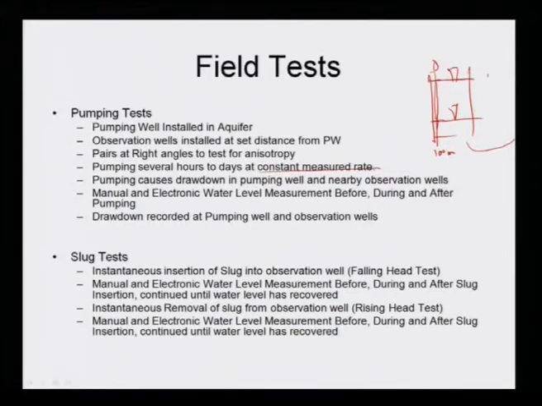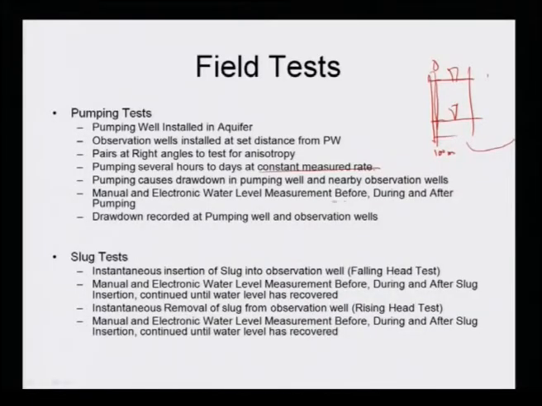With an electronic device, once the dimension is fixed, you know how much volume of water is there. So how much has been pumped out, you can measure electronically. You place it meticulously so that you can measure the height before, during, and after pumping, to see how much the level has dropped. Drawdown is recorded at the pumping well and the observation well; at both wells you measure how much drawdown has been achieved.